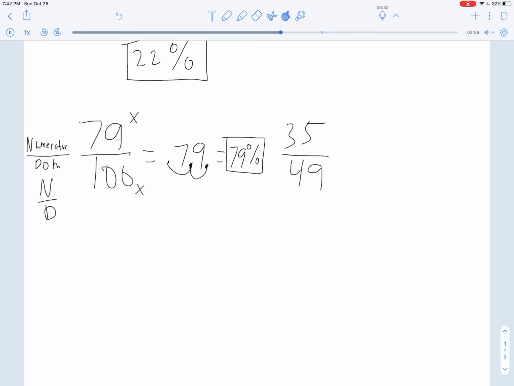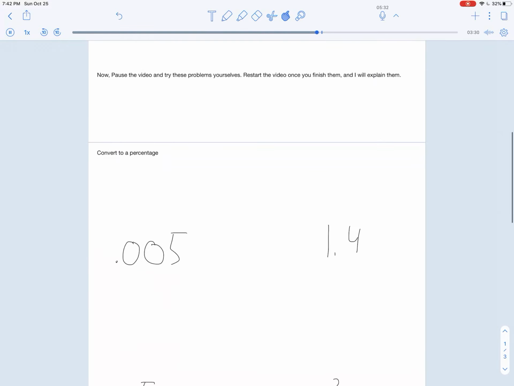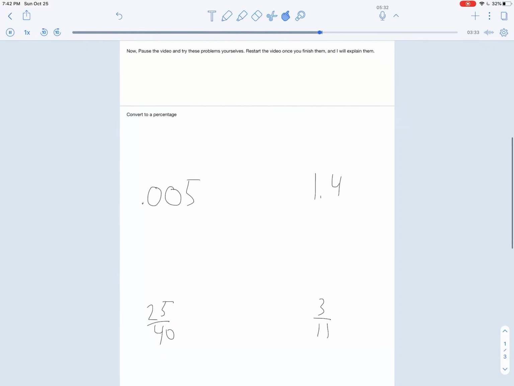All right, let's do one more. Here we have 35 over 49. So we're going to do 35 divided by 49. And that gives us 0.71. Now every decimal, every time, move the decimal place 2 places to the right. We get 71%. Okay, hopefully this makes sense. I encourage you to pause the video and try these problems yourself.